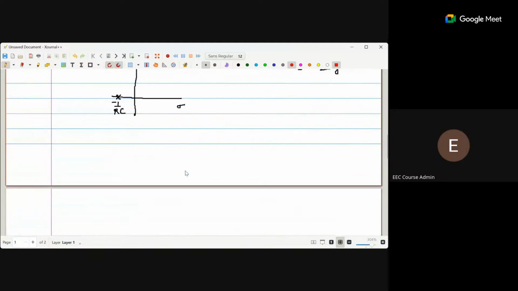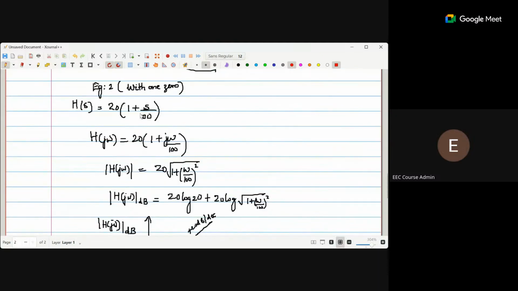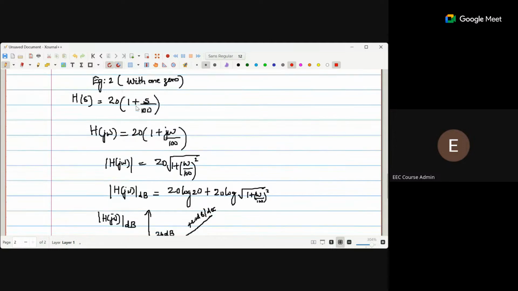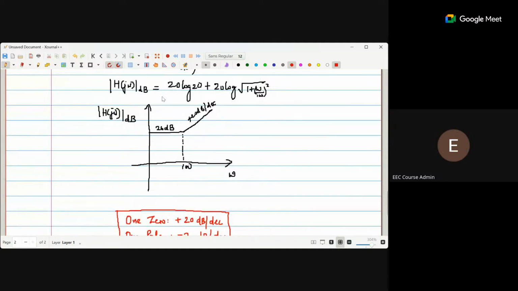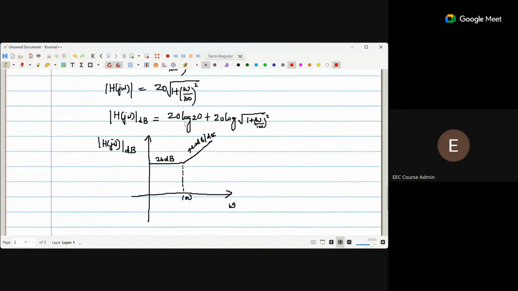Similarly, in the second example, the transfer function contained a single zero, because here you don't have the denominator polynomial. Numerator polynomial equal to 0, you will have only s equal to minus Z1. That happened at the frequency 100. If you take the magnitude, it is 20 log 20 plus 20 log square root of 1 plus omega by 100 the whole square. So this 20 log 20 will be 26 dB, and then this will give you a positive slope, which is plus 20 dB per decade.